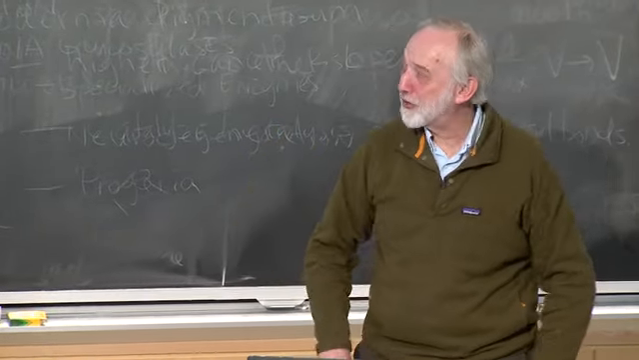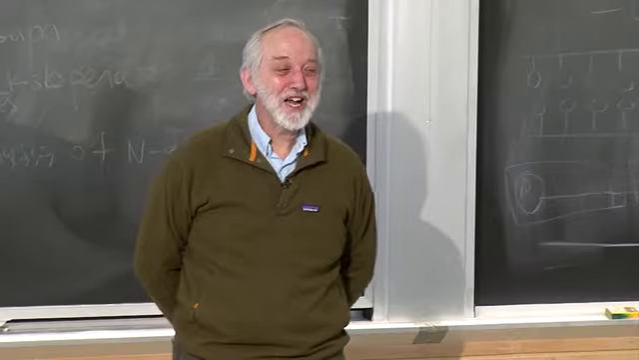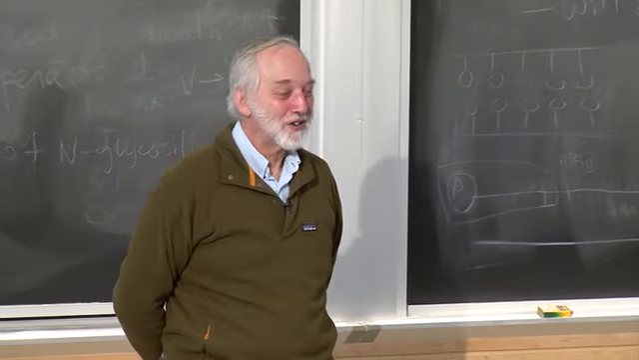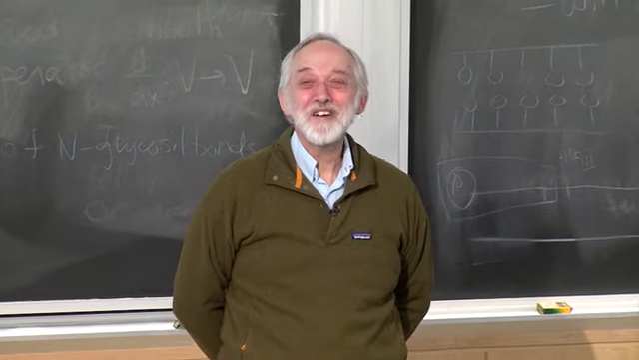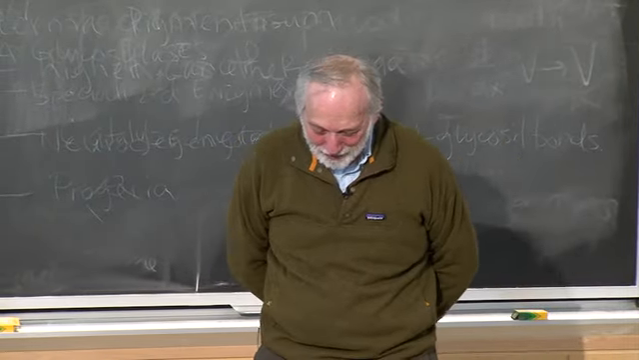Here's an example of generating the Wall Street Journal. So from unigrams: "months, the Maya and issue of year foreign new exchanges, September were recession." It's word salad. But if you go to trigrams, "they also point to $99.6 billion from 204.063% of the rates of interest stores as Mexico and Brazil." So you could imagine that this is some Wall Street Journal writer on acid writing this text, because it has a little bit of the right kind of flavor.